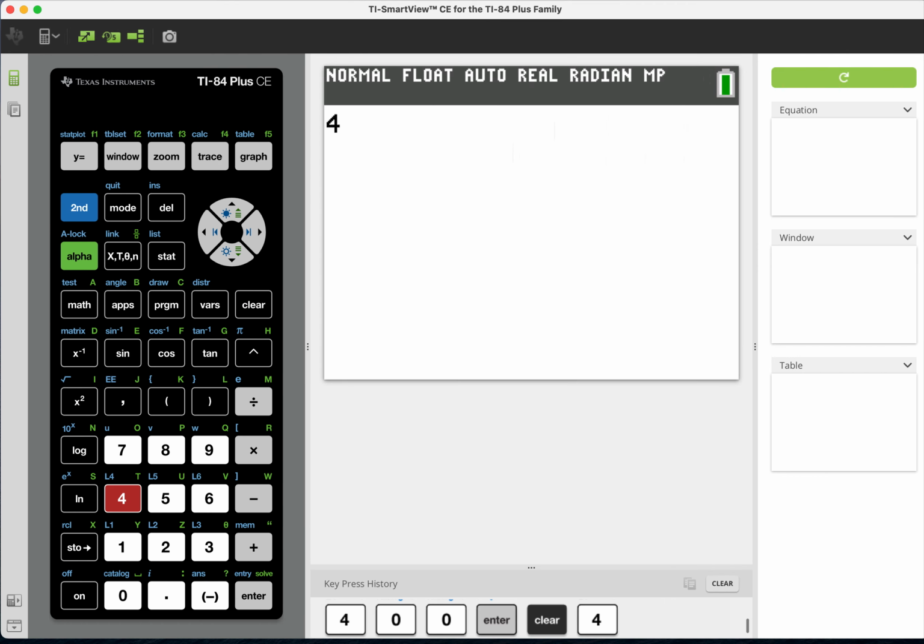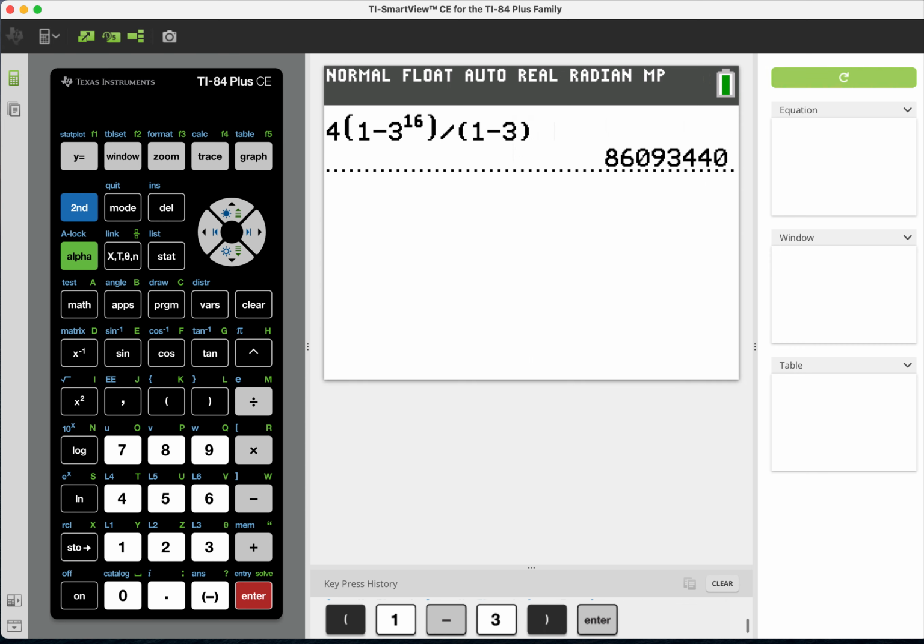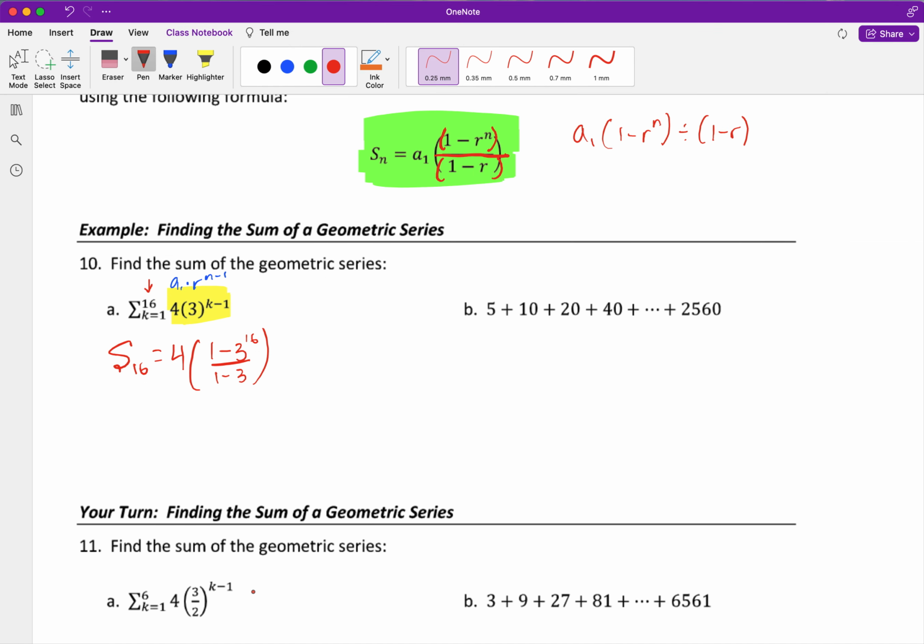So I'm going to do 4 parentheses 1 minus 3 raised to the 16th power. This is a ginormous number. Close parentheses, divide by 1 minus 3, and I get this. So 86093,440. If you've done that in baby steps, you would have gotten a ginormous number for 4 times 1 minus 3 to the 16th, because that is quite a large number.